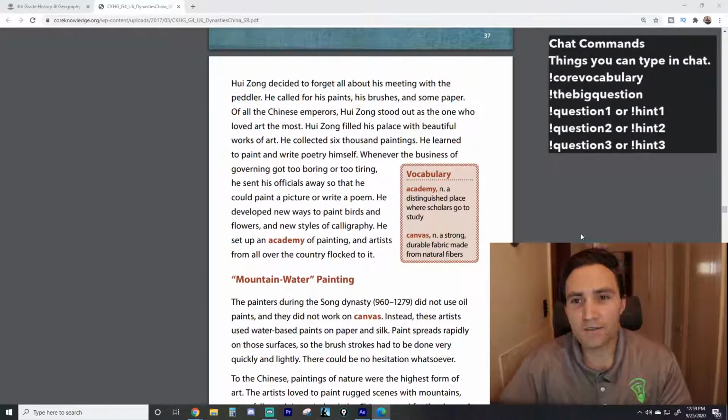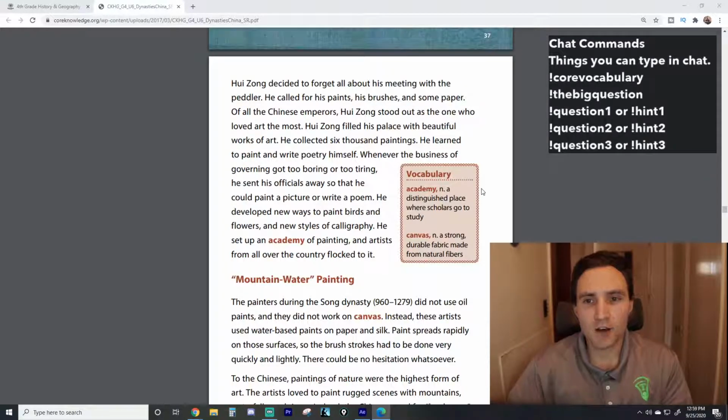So Hui Zung decided to forget all about his meeting with the peddler. He called for his paints, his brushes, and some paper. Of all the Chinese emperors, Hui Zung stood out as one who loved art the most. Hui Zung filled his palace with beautiful works of art. He collected 6,000 paintings. Wow, that's a lot of paintings to collect. He learned to paint and write poetry himself. Whenever the business of governing got too boring or too tiring, he sent his officials away so that he could paint a picture or write a poem. He developed new ways to paint birds and flowers and new styles of calligraphy.